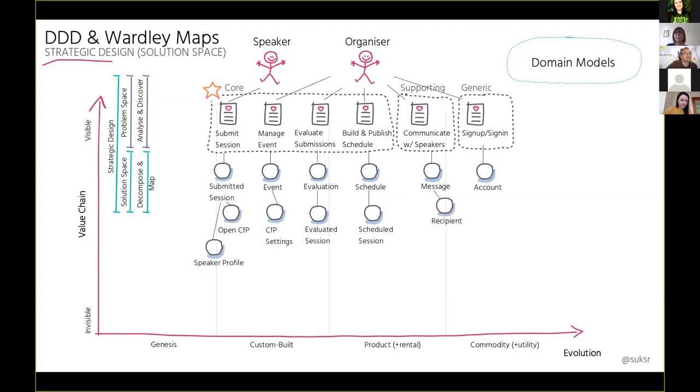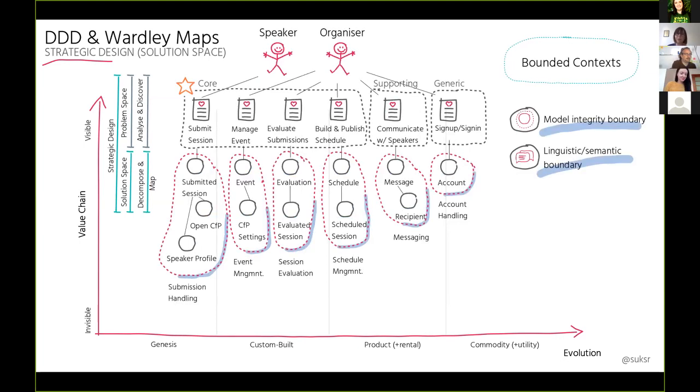So to keep the consistency and integrity of our domain models, we need to adjust our ubiquitous language. So now we are talking about submitted sessions, scheduled sessions, and evaluated sessions. And this is a strong indicator that we need to place a boundary around our models, so that the bounded context keeps the meaning of our models consistent and clear. And so these bounded contexts form a linguistic and semantic boundary and protect the integrity of our models.